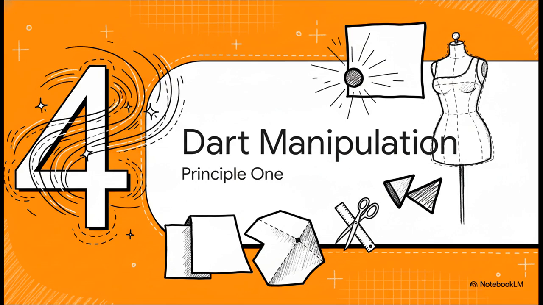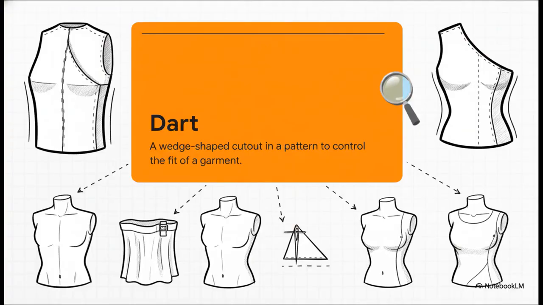Next up, we hit the core principles. Starting with Section 4, Principle 1, Dart Manipulation. So, a dart is strictly responsible for fit, and it will always be a part of a fitted design in some form or another. Why? Well, a flat piece of fabric just cannot wrap smoothly around the curves of a bust or the hollows of a waist without buckling. The dart fundamentally improves garment fit by taking up that excess 2D fabric exactly where it isn't needed, which allows the garment to securely hug the 3D form.